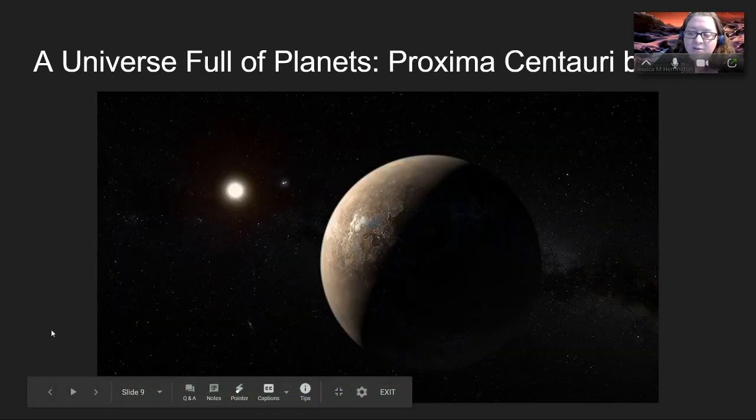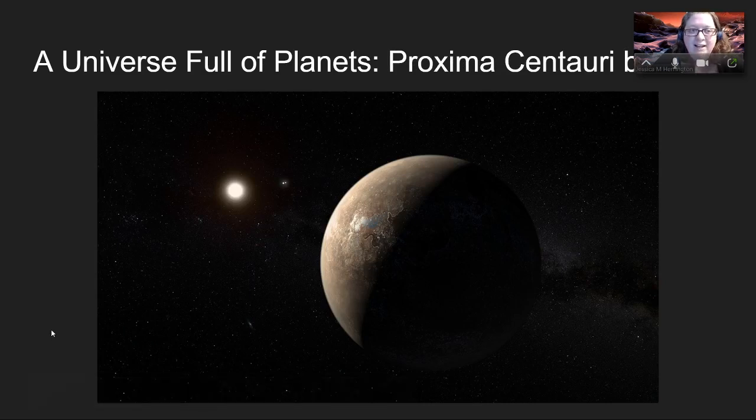And so when we found this next planet, we got very excited because it turns out that the star closest to us, Proxima Centauri, has a planet around it. And not only does it have a planet around it, it has an Earth-sized planet that also sits within the habitable zone, that is at the right distance from its star to possibly have Earth-like temperatures.